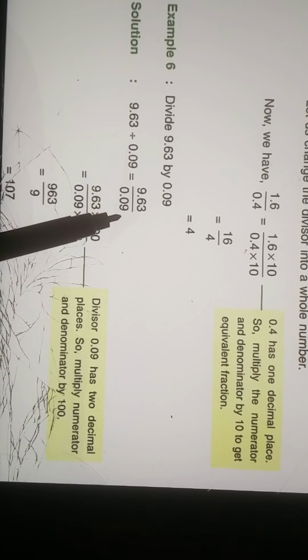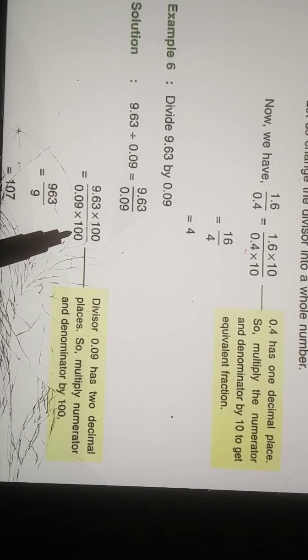9.63 divided by 0.09. So both have two decimal places. So we multiply the numerator by 100 and the denominator by 100. And now both the numbers become whole numbers and we divide it simply. So this is the way to divide without taking decimals.